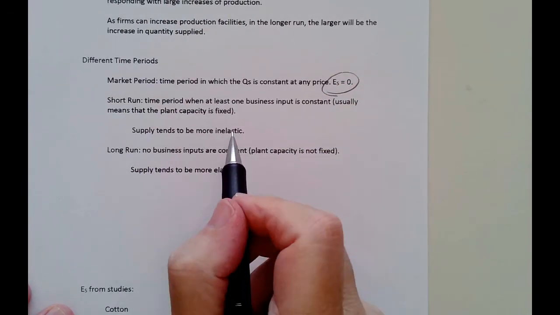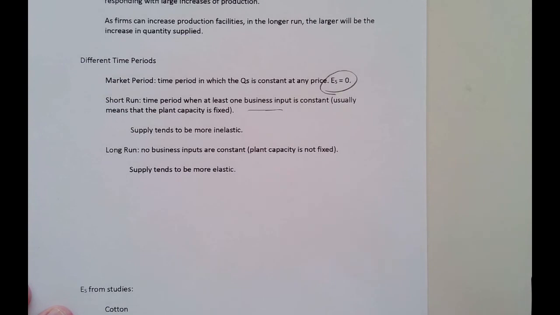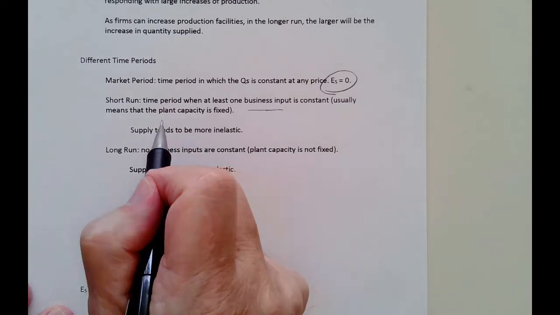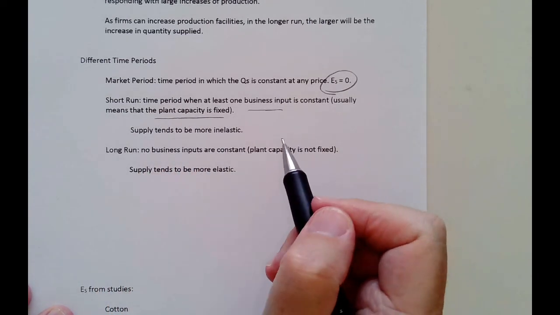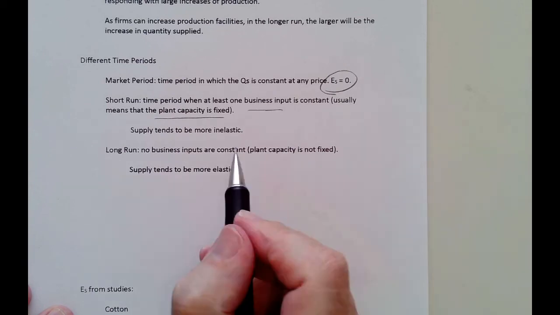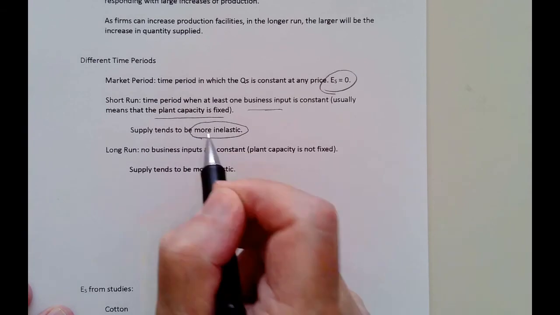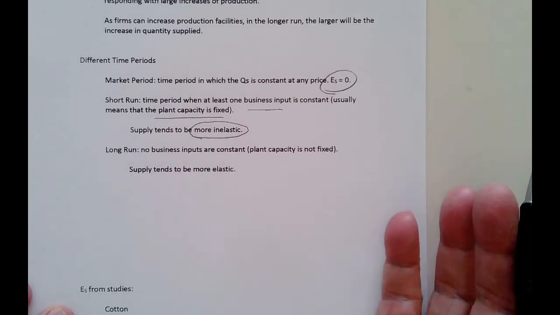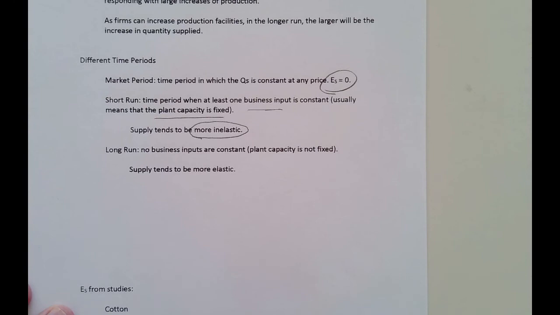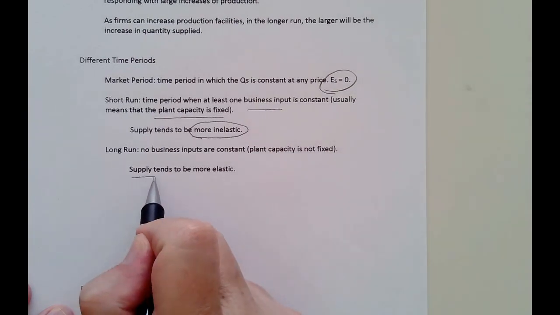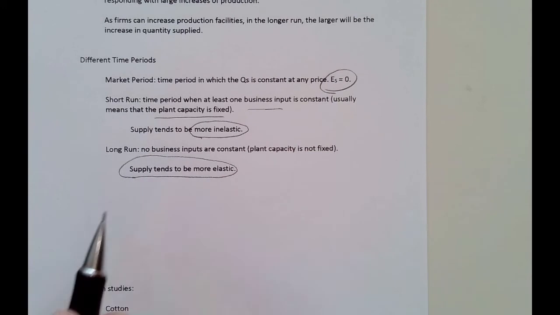Short run is when you have at least one business input constant. Usually we mean capital, which is the plant capacity or the size of your restaurant or the size of your college. And then in the long run, you can change anything. You can change the size of your business. You can add on more classrooms. You can add on more parking spots. You can increase the size of your warehouse and so forth. Then you have more flexibility and supply becomes more elastic. So it looks like this.